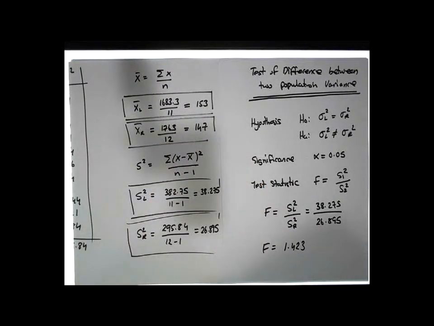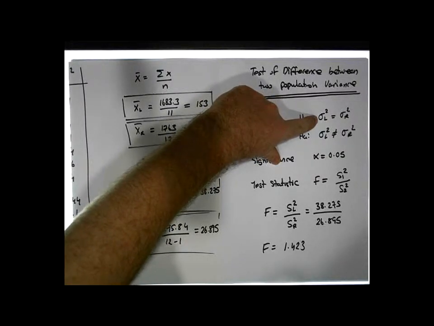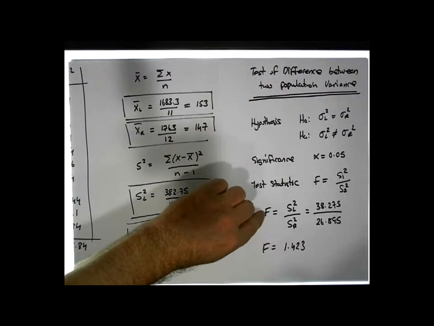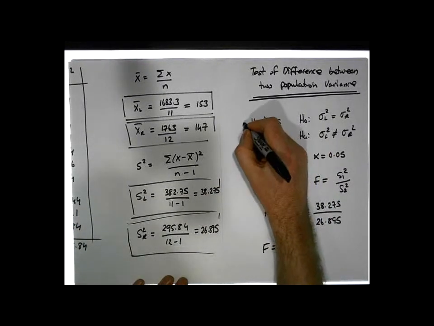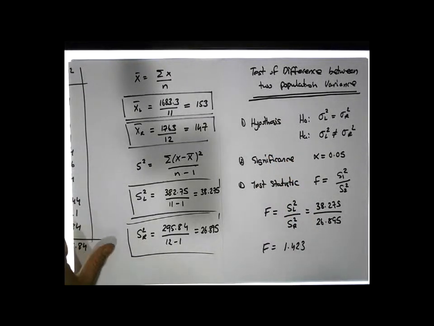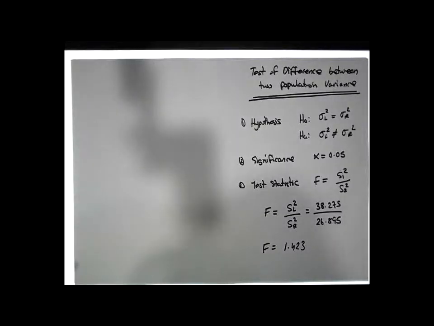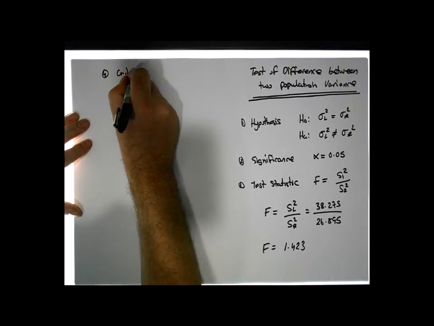Now, under the null position, where they're the same, which is what we assume to be true, this should be equal to 1. So now we have our hypothesis, step 1, step 2, step 3. Now what we need to do is calculate our critical values for this particular test. So let's say step 4 is our critical values.